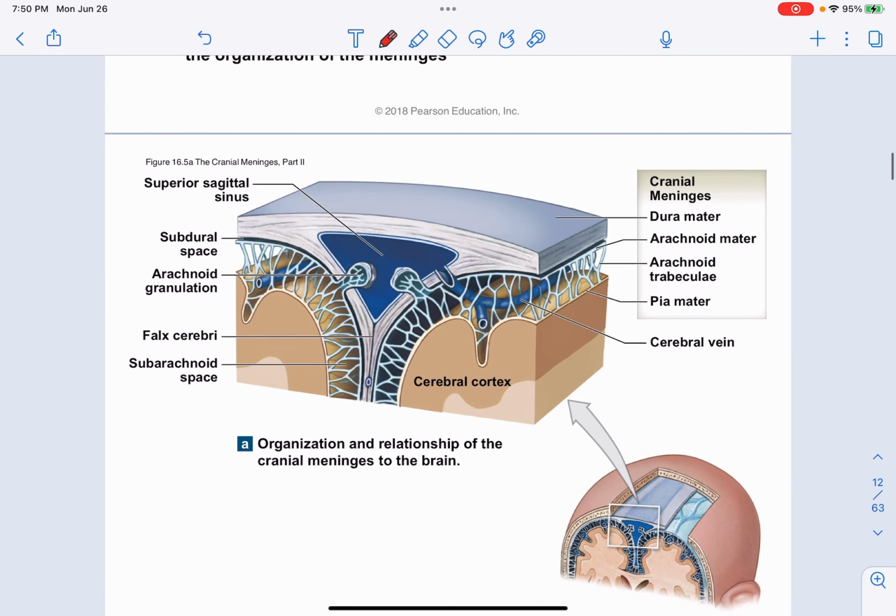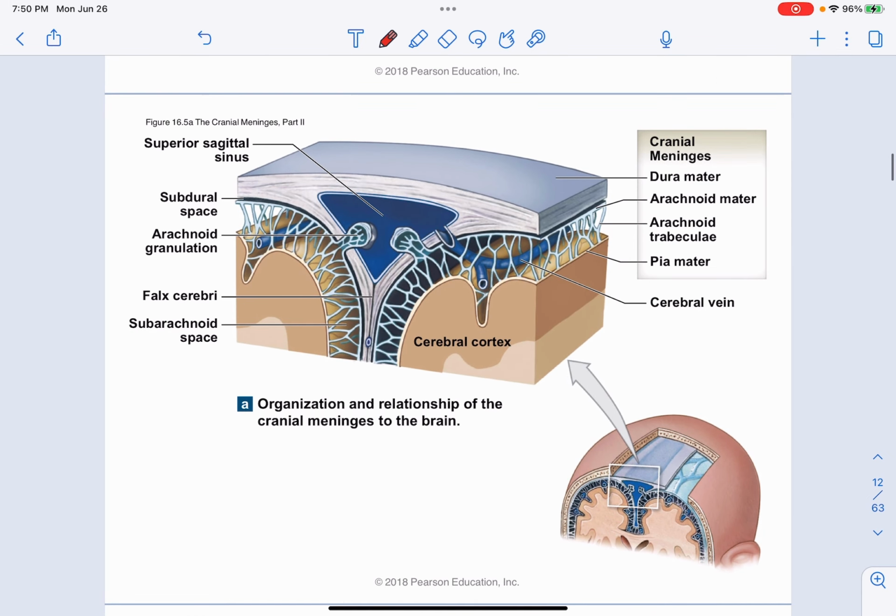In certain areas, the sinuses actually get quite large. So you can see one of these sinuses here called the superior sagittal sinus. This is an enlarged dural sinus. And you can actually see some of the blood vessels that we talked about that are in the subarachnoid space connecting with these sinuses to drain that blood.